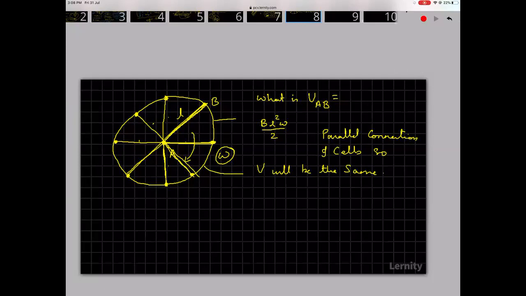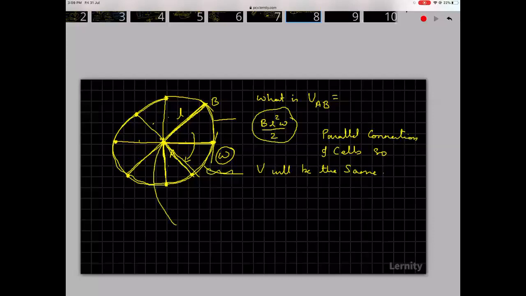So the potential will continue to remain BL squared omega by 2. The potential difference between these 2 points is BL squared omega by 2. Between this is also BL squared omega by 2, and these are all at the same potential. So when you are taking current out of it, you can take from here and any point on the circumference.